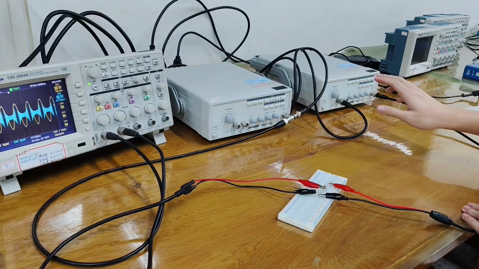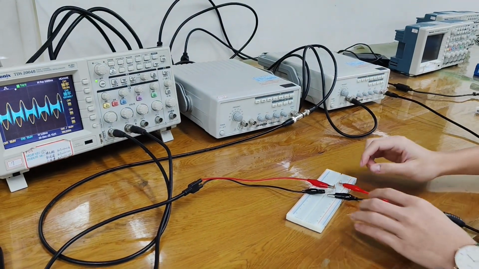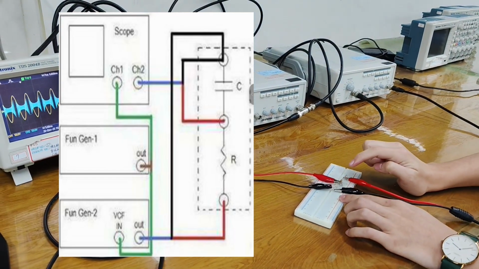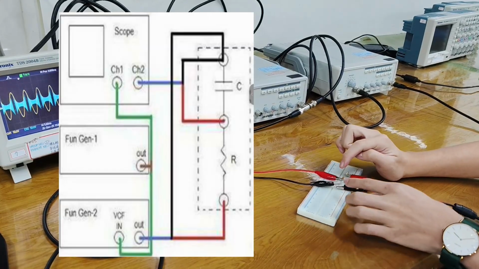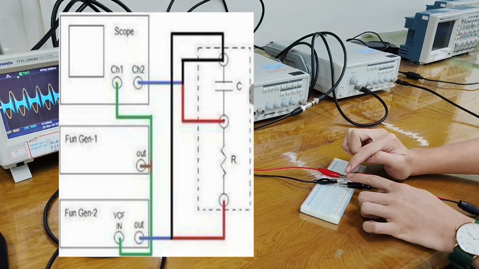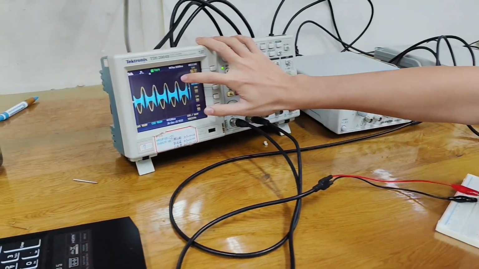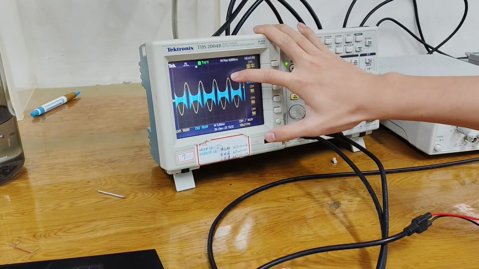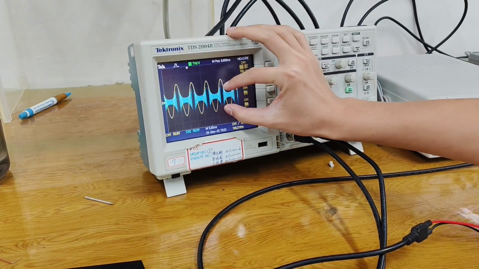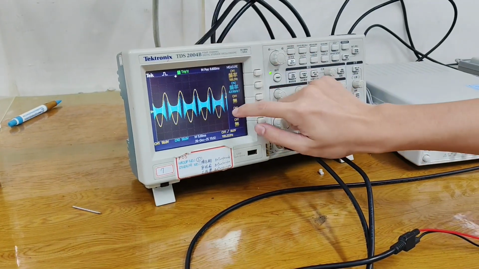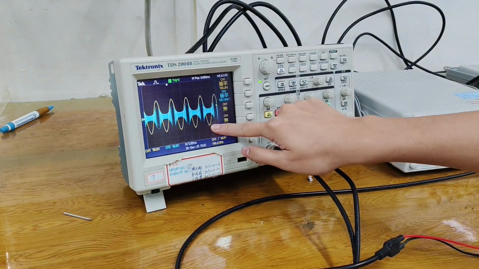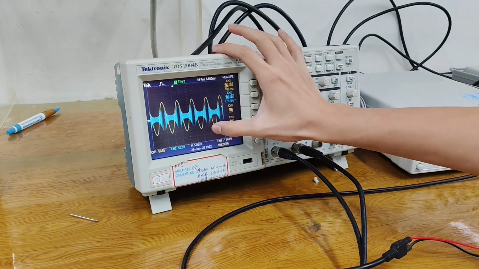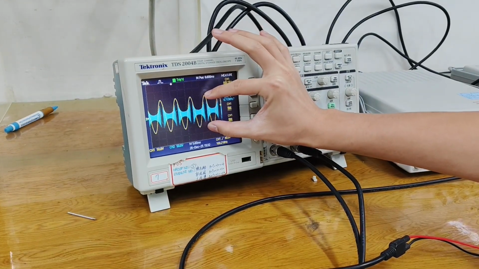Okay, so the second function generator is connected to the whole circuit, including the capacitor and the resistor, and channel 2 of the oscilloscope is across the capacitor. Here we can see that the high amplitude of the first function generator corresponds to the low frequency of the second function generator, and the low amplitude corresponds to the high frequency. So we can see that this part is getting restricted.